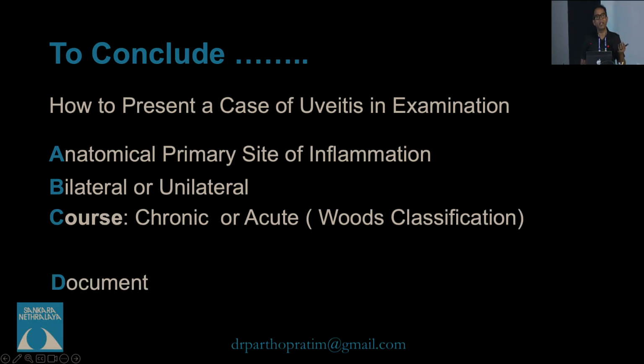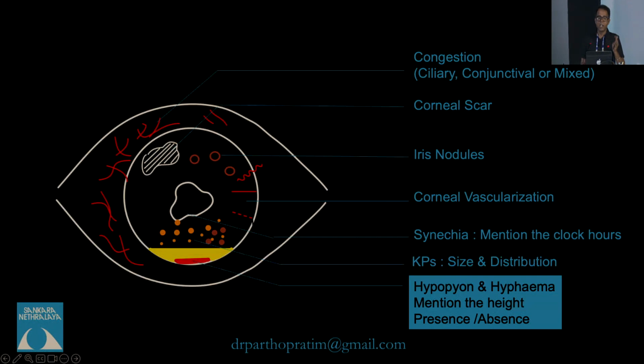Now, when I talk about documentation, that is very important for the post-graduation. Let's see how to do that. For example, I'm showing you these slides. This is very important in examination. If you are documenting a case of uveitis, remember one thing: you have to mention the hypopyon. Even if there is no hypopyon, you have to mention that there is no hypopyon. This is mandatory to diagnose a case of anterior uveitis.